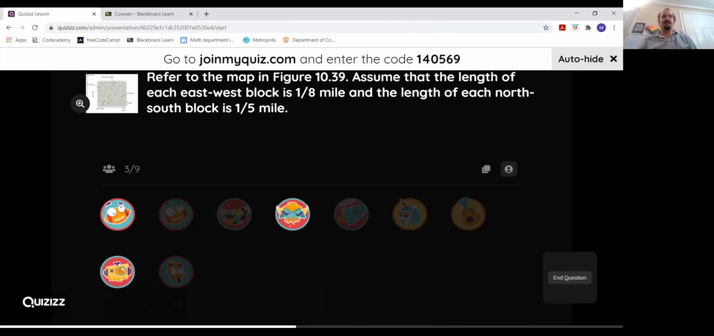And there's a few different paths you can take, right? But they're all going to be the same. You're still walking this many blocks this way and this many blocks that way.